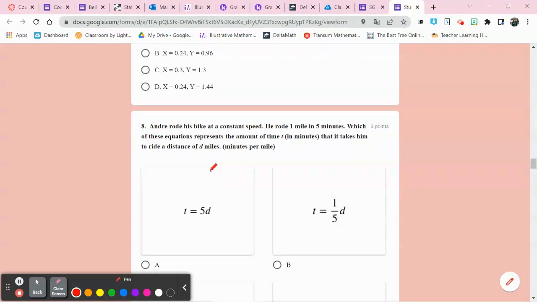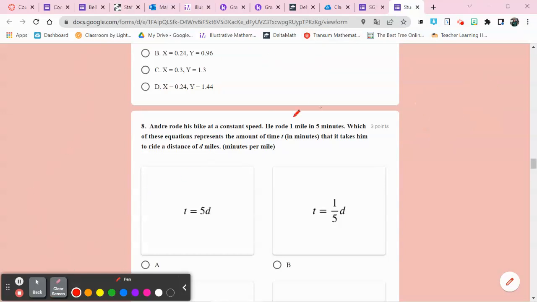Andre rode his bike at a constant speed. He rode 1 mile in 5 minutes. Which of these equations represents the amount of time in minutes that it takes him to ride a distance of D in miles? So they're looking for minutes per mile, not miles per minute. All right, so I'm going to set it up that way. We need miles on top, and miles is going to be D for distance. And on the bottom, we need minutes, which is T for time. Does everybody agree? Let's go back and check that.